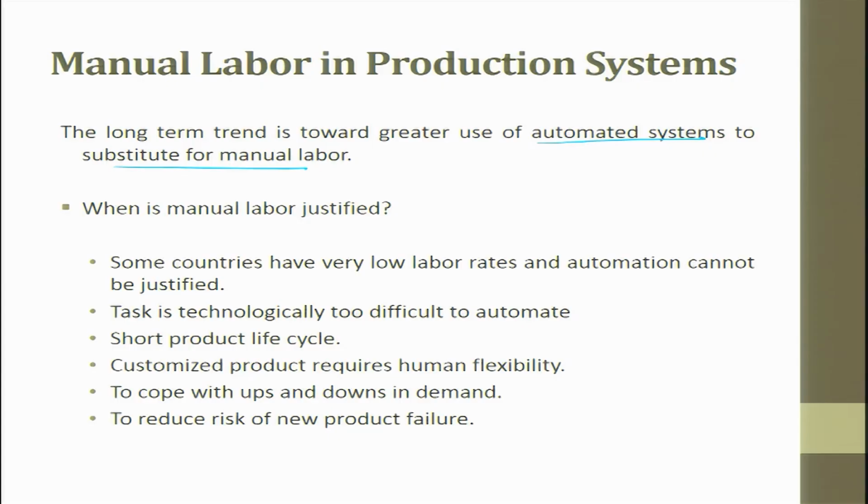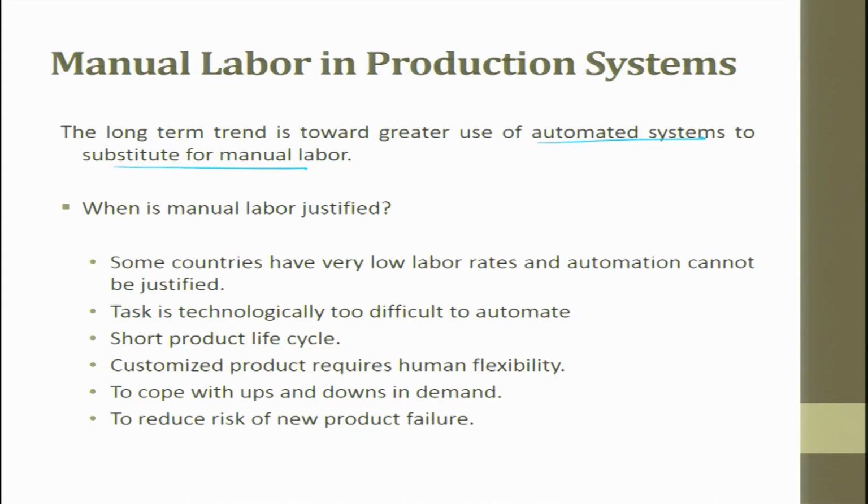So, in the long term what will happen is we will have more automated systems. We need operators to maintain these automated systems, and the manpower will be shifted towards that rather than doing simple jobs. When is manual labor justified? When the countries have very low labor rates, it is justified to have manual labor.